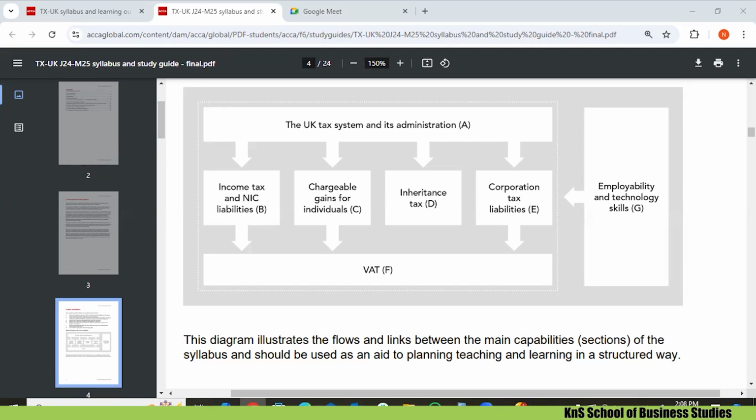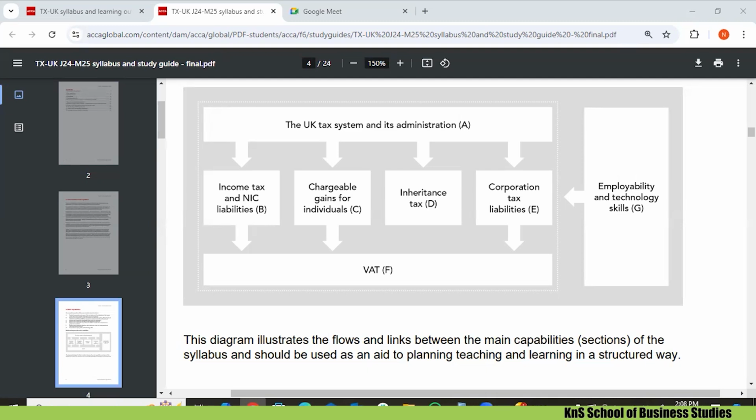When we go deep down into every topic, then you're going to understand the dynamics. You can see section B, C, and E. This is connected with value added tax. Income tax is a direct tax. Corporation tax is also a direct tax. Chargeable gains are over that property which you are selling or over your assets. Okay, VAT itself is an indirect tax.